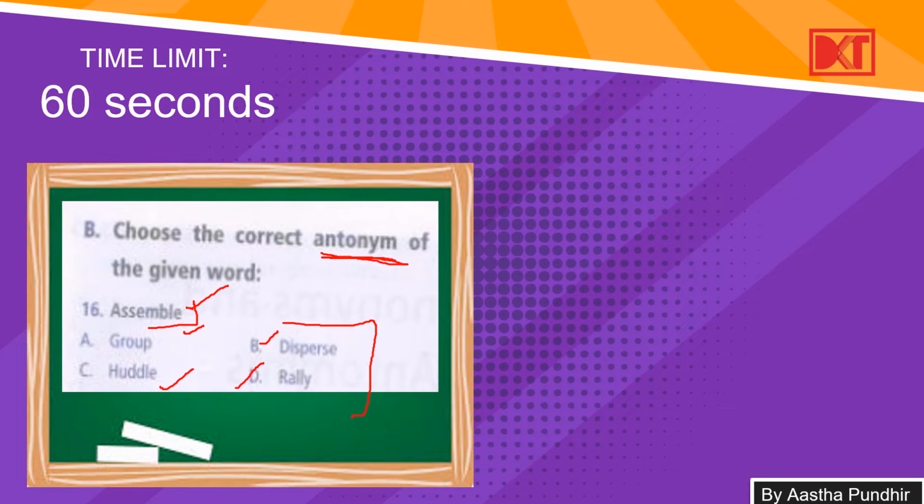Now here the correct answer is not the synonym. The antonym, which means the opposite word, is disperse. Assemble means to gather at some place, alright, and disperse means to go away from that place. Whenever a group is being collected and then you tell them to go back to their homes or to their rooms or whatever, then that is called dispersal.